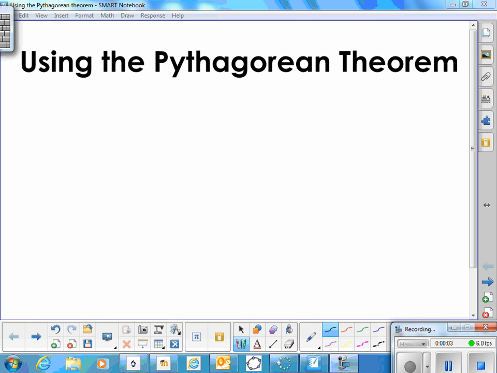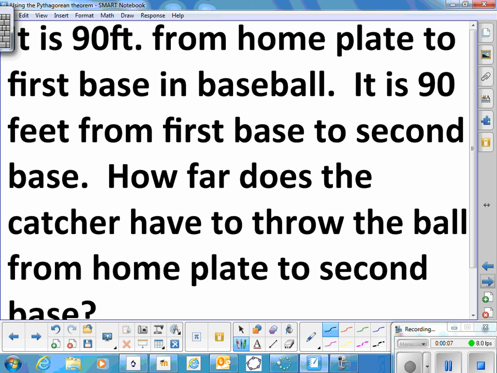This video clip describes how to use the Pythagorean Theorem. So it's 90 feet from home plate to first base in baseball. It's 90 feet from first base to second base. How far does the catcher have to throw the ball from home plate to second base?